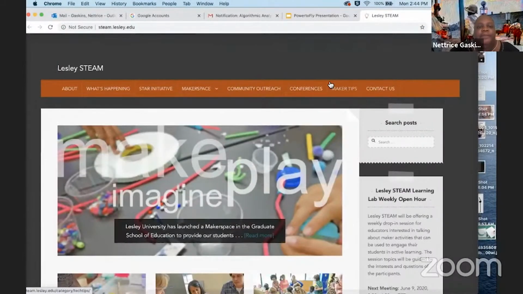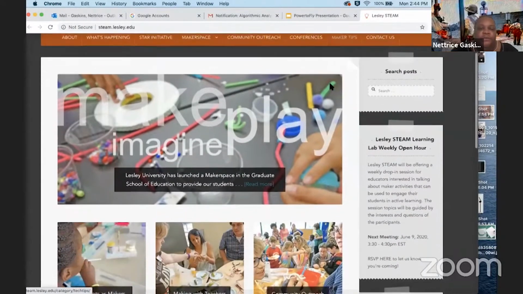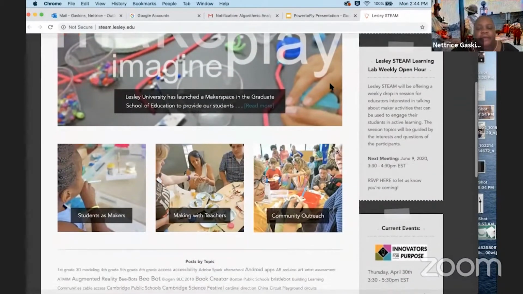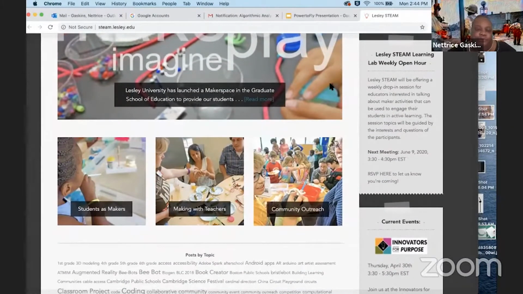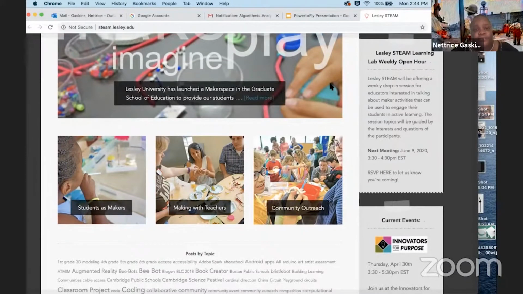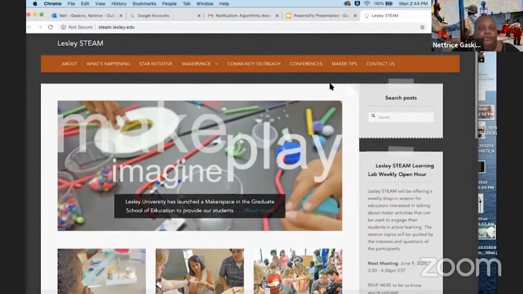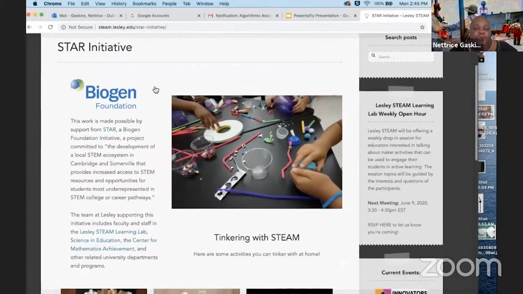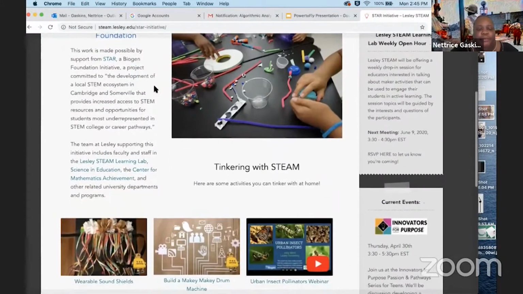So at the Leslie STEAM Learning Lab, the whole purpose, let's see if I can get it to open a page up, is that it's a maker space in the Graduate School of Education to provide students with the chance to play with different techniques and methods. Usually they are teachers in training, pre-service teachers, but often partners in the community and collaborations, such as the STAR initiative with Biogen Foundation. So we've been tinkering with STEAM and doing projects that way.